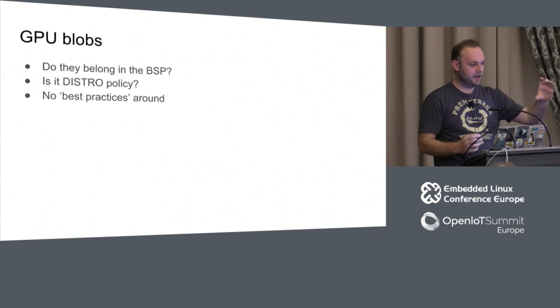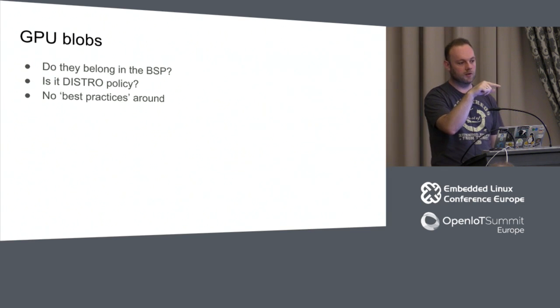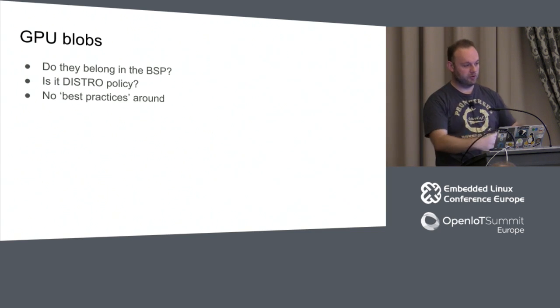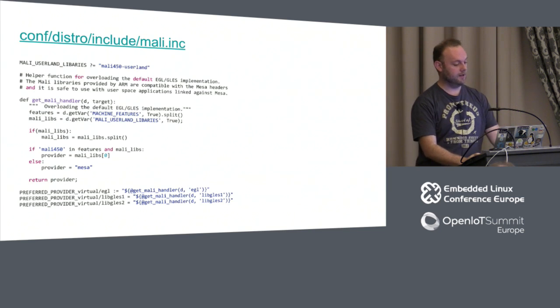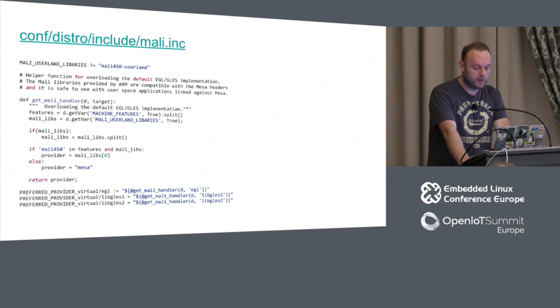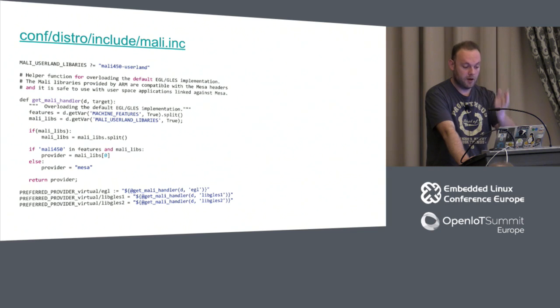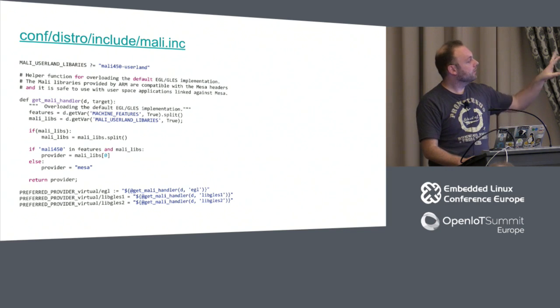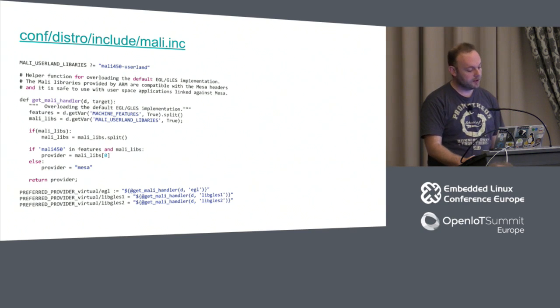So every BSP had a bbappend for Mesa saying, do install append machine, etc. And then for the second machine, they copied that block and appended the second machine. And the distribution layer had, for this machine, do this, for the other machine, do exactly the same, and that led to a lot of duplication. So what we came up with was a distro include that looks at a machine feature. So your machine says, MACHINE_FEATURES is mali450. And if this Python code finds that machine feature, it will automatically set the Mali binary blob as a provider for virtual/egl.